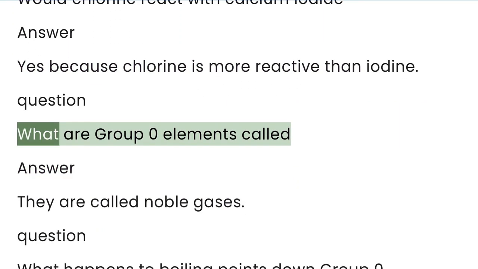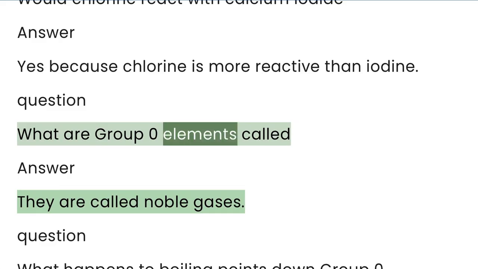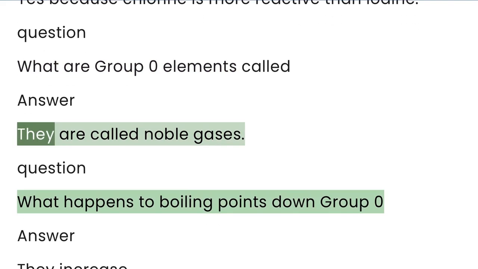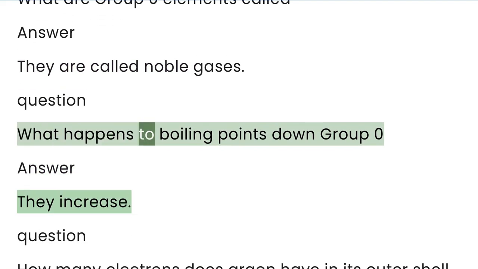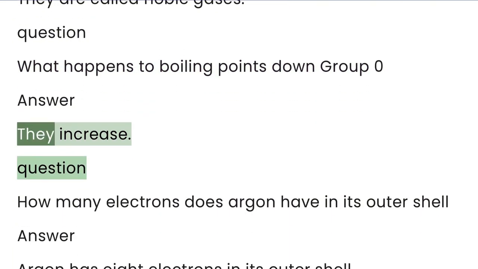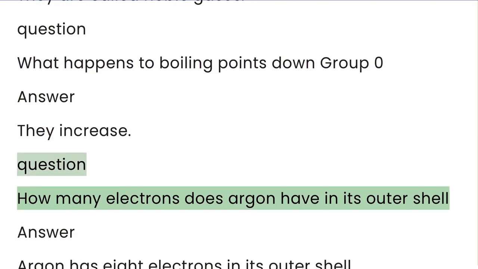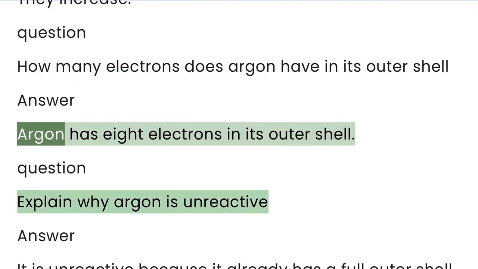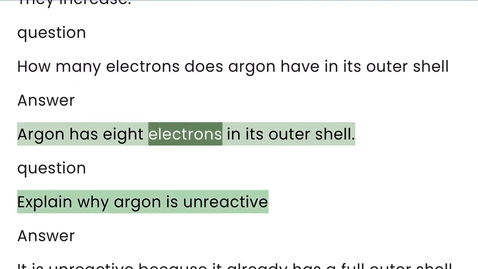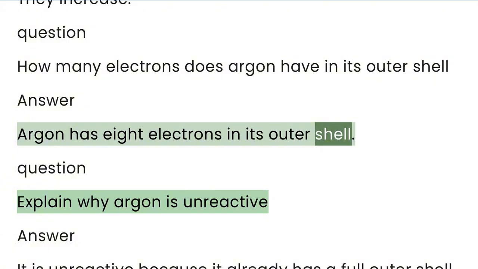Question: what are group 0 elements called? They are called noble gases. Question: what happens to boiling points down group 0? They increase. Question: how many electrons does argon have in its outer shell? Argon has 8 electrons in its outer shell.